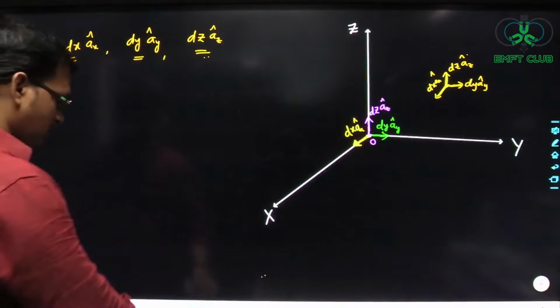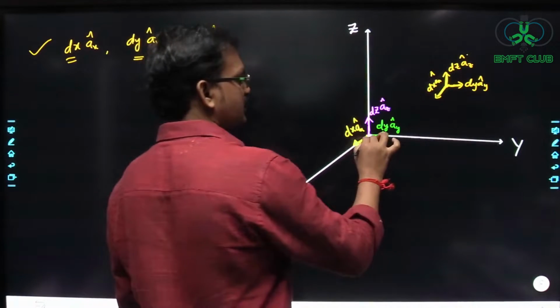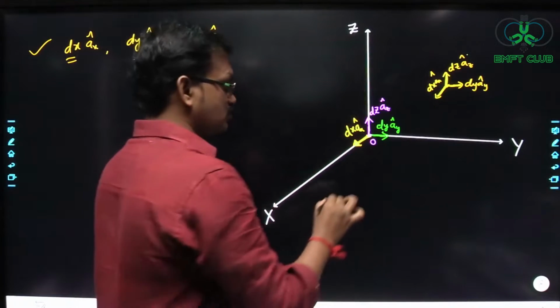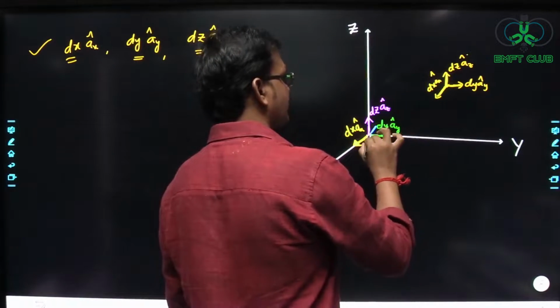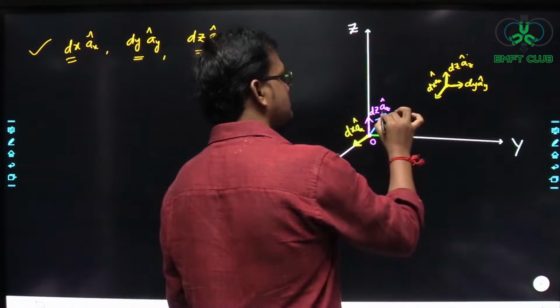Okay. Now if I consider a small differential length which is neither along x nor along y nor along z. So if I consider some small differential length like this, let us say this is dl bar.